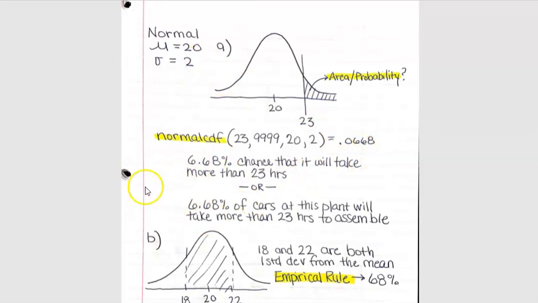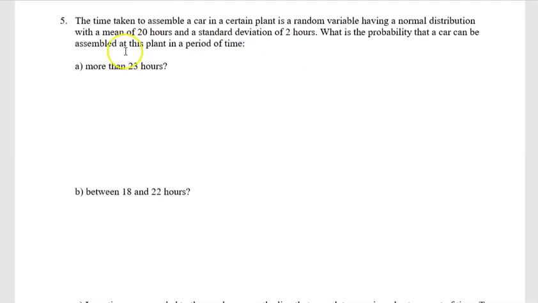In a few ways, we can say that means there's a 6.68% chance it takes 23 hours to complete a car, right? Or we could think of it as 6.68% of cars at this plant will take more than 23 hours to assemble. So this is more of a probability, and this is thinking of it as a percentage, how that data is distributed. The next thing it asked about, still the same distribution, but it asked how many will take between 18 and 22 hours.